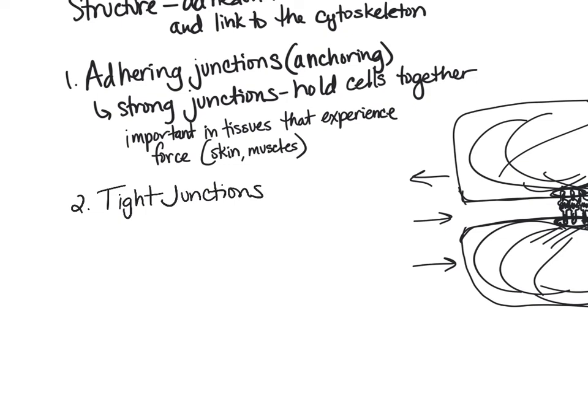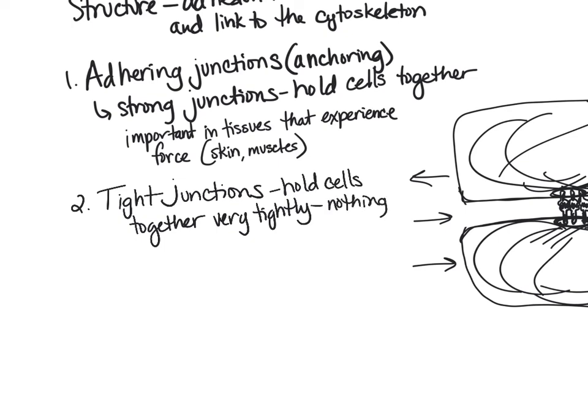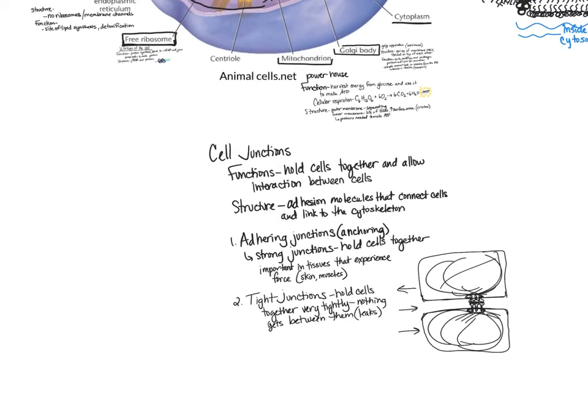So our tight junctions are also holding cells together. They hold cells together very, very tightly, so nothing leaks in between them. So nothing gets between them. So no leaks. So we can think about it as in fluid.